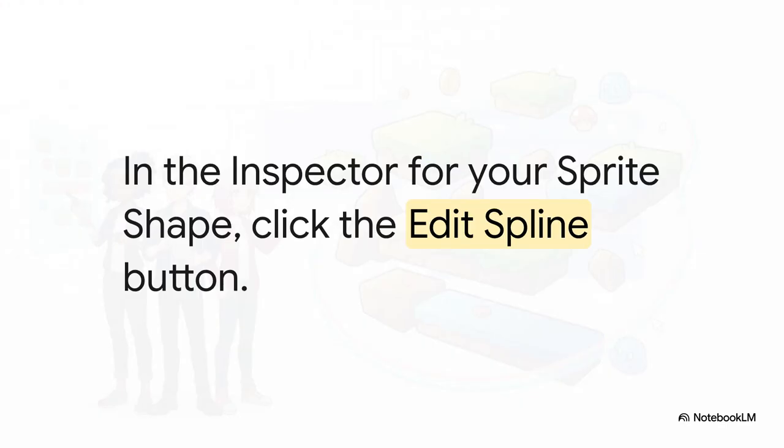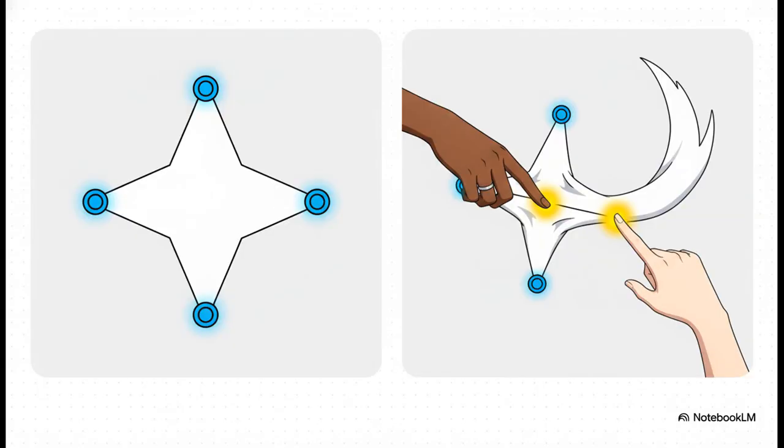To get started, make sure your level sprite shape is selected in the hierarchy. Then, look over in the inspector for the Sprite Shape Controller component, and you'll see a big button that says Edit Spline. Go ahead and click that. This puts our object into a special editing mode. You'll see the outline get highlighted, and more importantly, you'll see the little control points, we call them nodes, that define the shape.